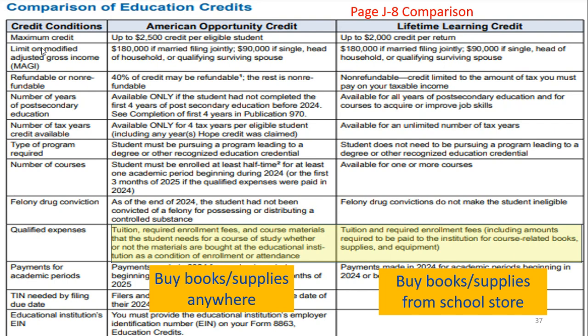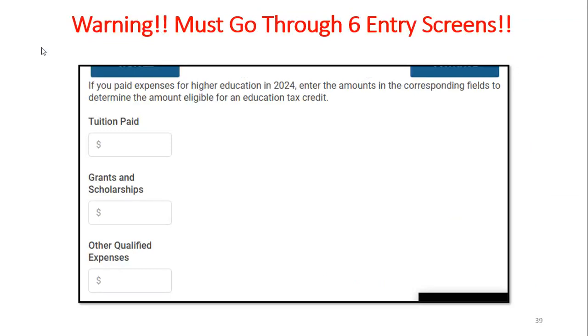Qualified expenses. So books, supplies, anything you need that's required for your schooling. It could be paper, pencils, ink if you have to print stuff, whatever you need for your school. And it doesn't matter where you buy them for American Opportunity. For Lifetime Learning, it's what's required for school, but you have to buy them from the school bookstore.